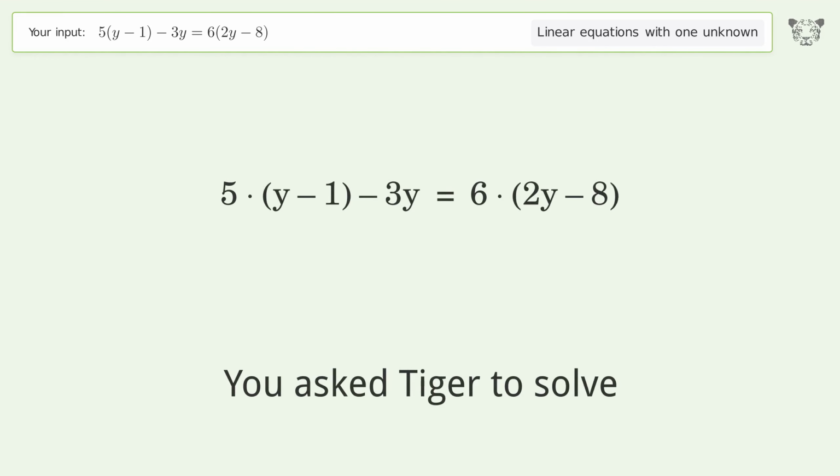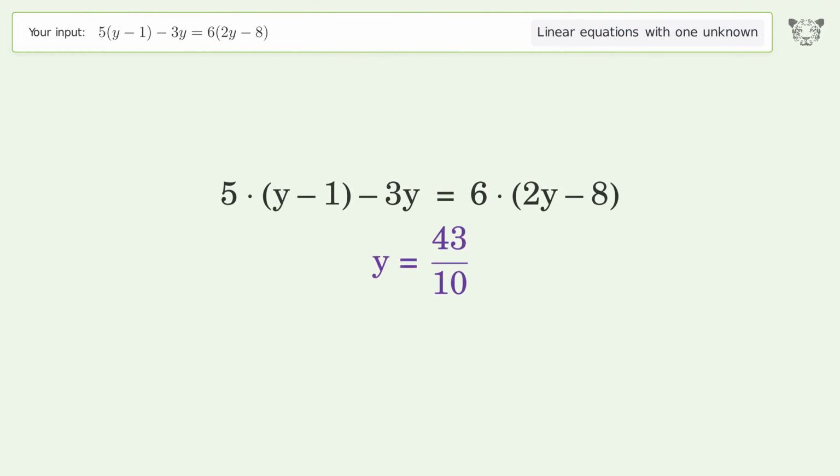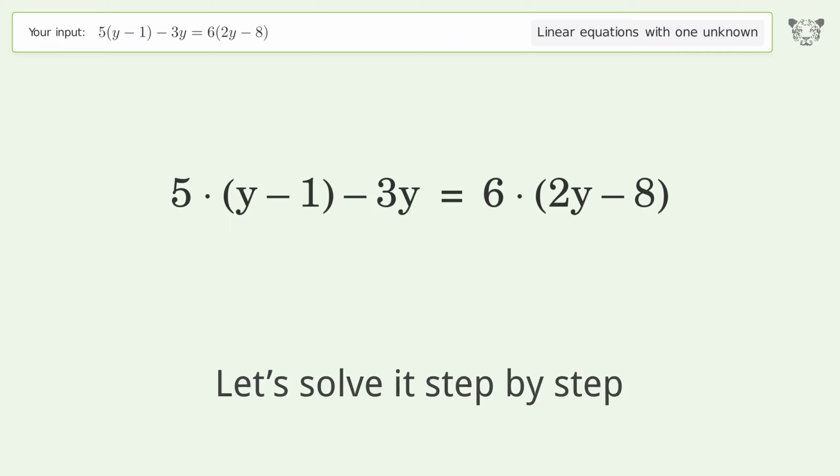You ask Tiger to solve. This deals with linear equations with one unknown. The final result is y equals 43/10. Let's solve it step by step.